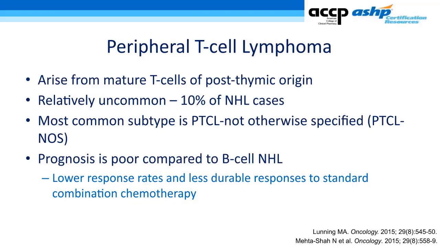And our last non-Hodgkin's lymphoma topic, peripheral T-cell lymphoma. This disease arises from the mature T cells of post-thymic origin. And this is very uncommon compared to B-cell lymphoma. You can see here it's only about 10% of all cases of non-Hodgkin's lymphoma. There's numerous subtypes, but the most common one is called not otherwise specified, right? Real helpful there.